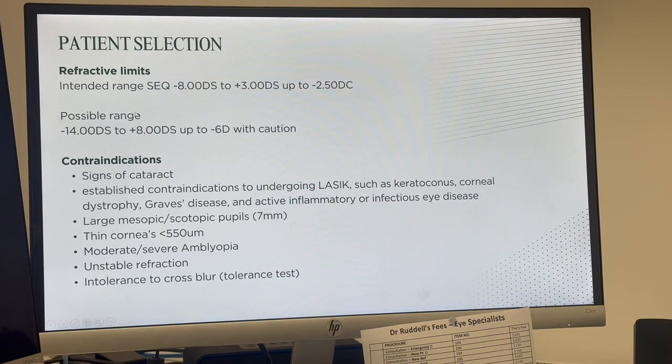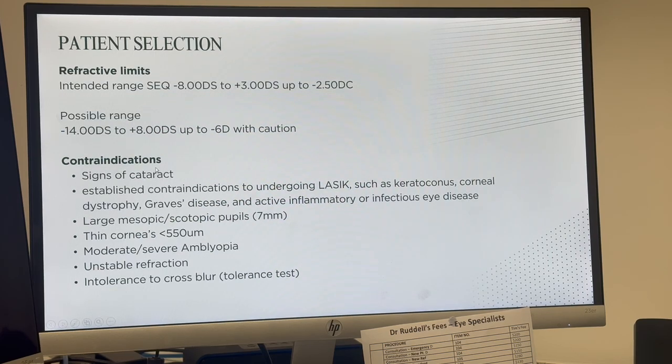So, talking about patient selection, the ideal refractive limits for this one are a spherical equivalent of about -8 diopters up to about +3, and they can handle about 2.50 diopters of cylinder. For more experienced surgeons, the machine does have the capability to go up to -14 diopters and +8, and can go to a total of 6 diopters of cylinder as well.